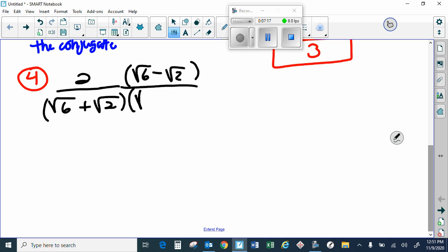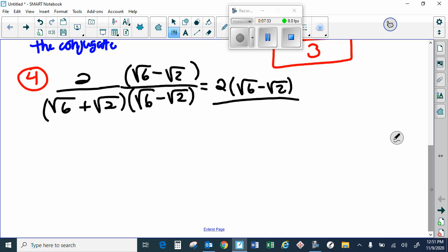And of course, I'm multiplying numerator and denominator by the same thing, so it's equal to 1, so I'm not changing the problem. Okay, and then I have 2 times root 6 minus root 2. We're not multiplying this through yet in case that 2 cancels.